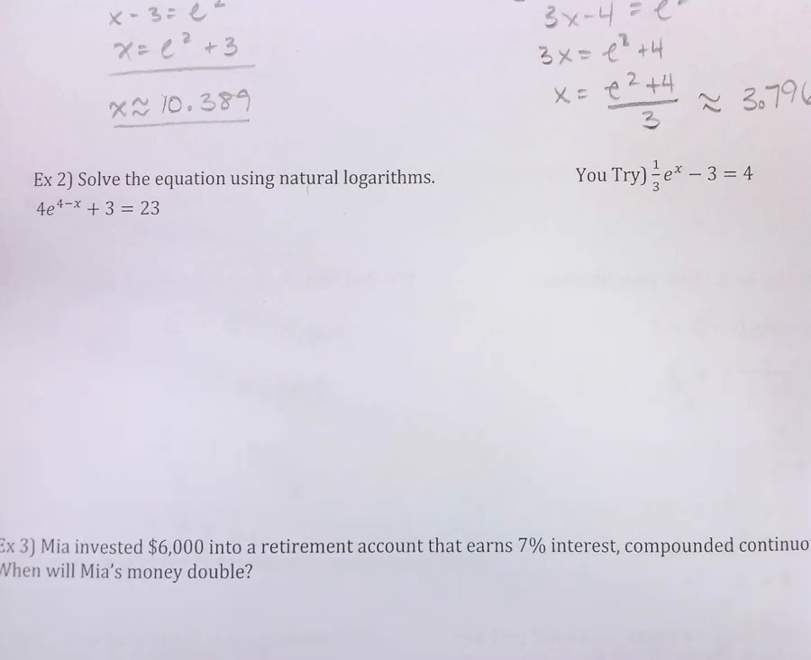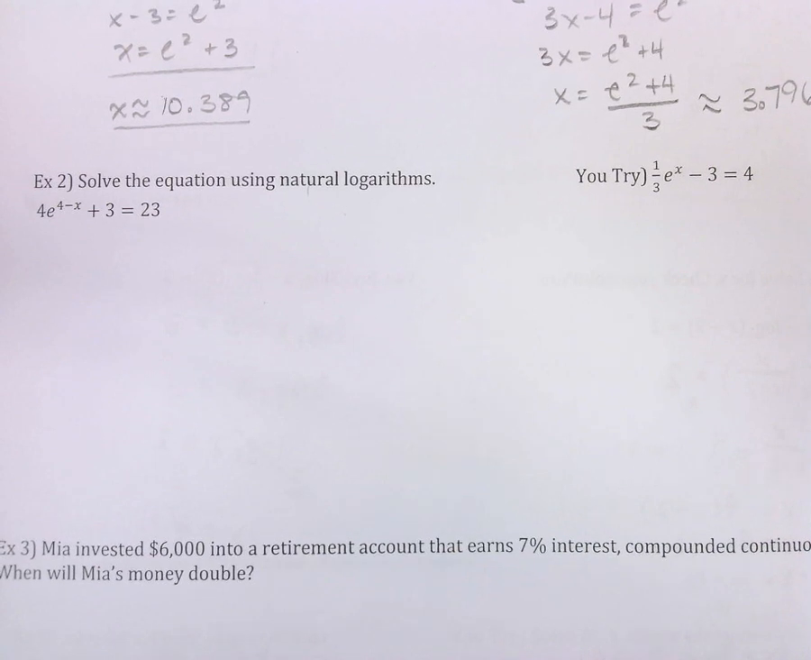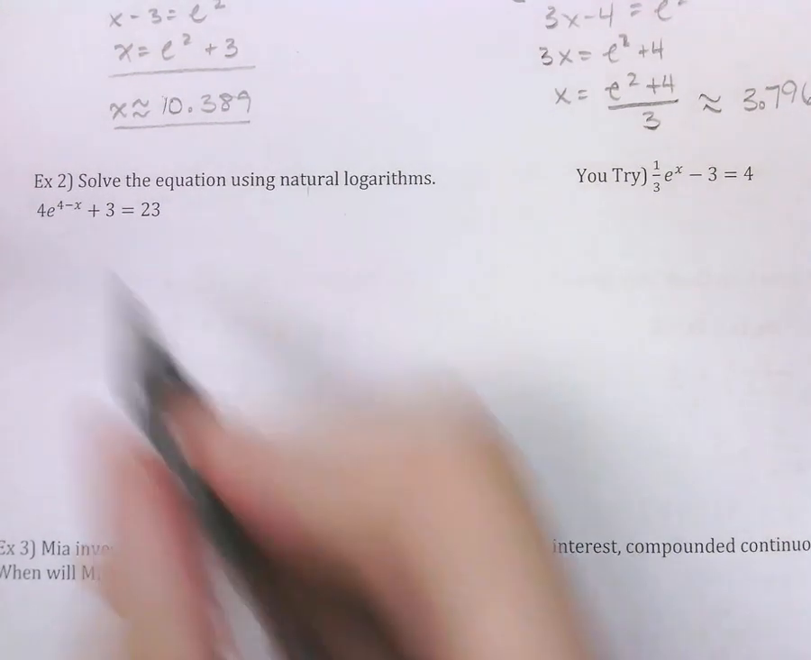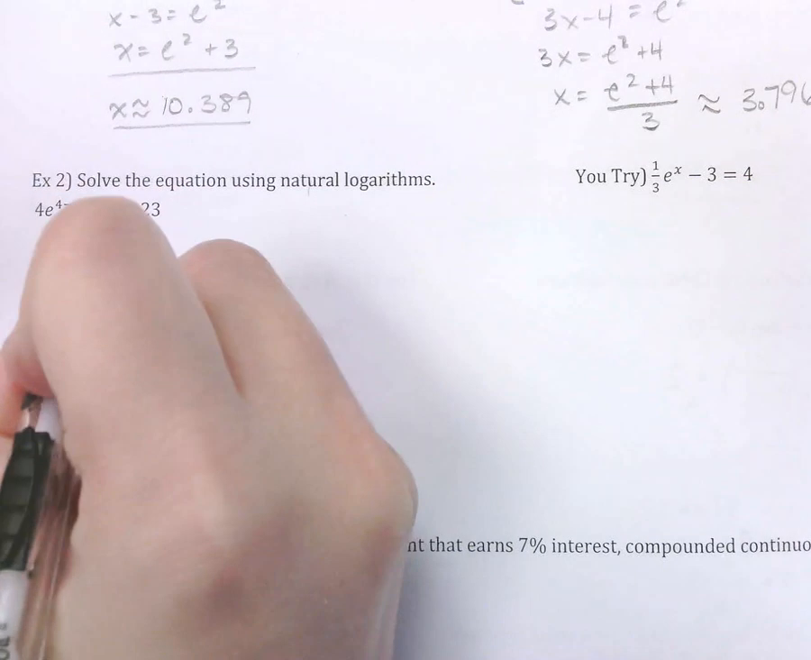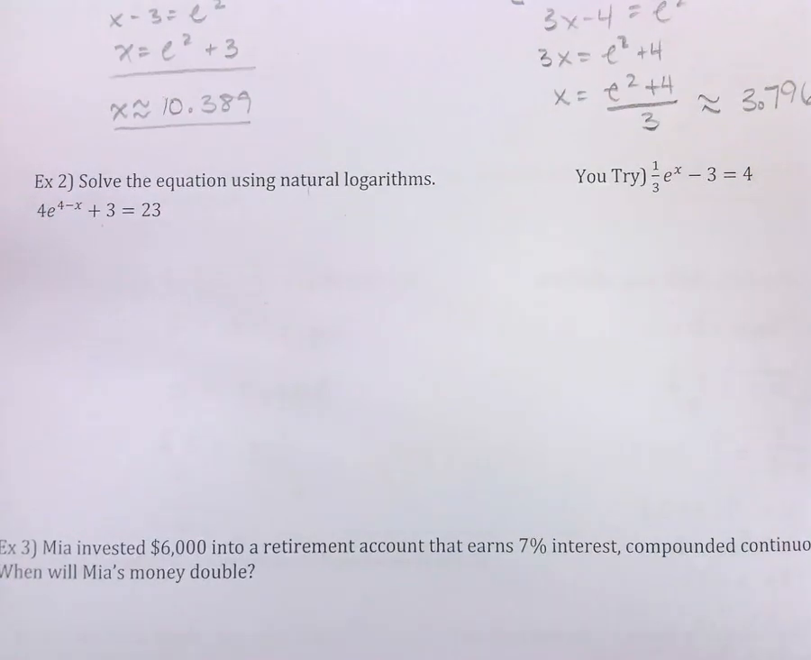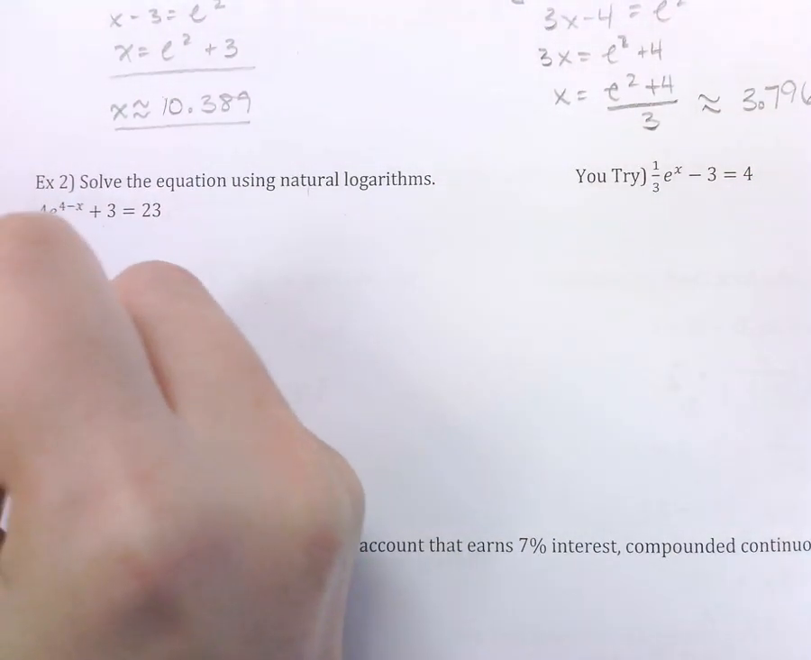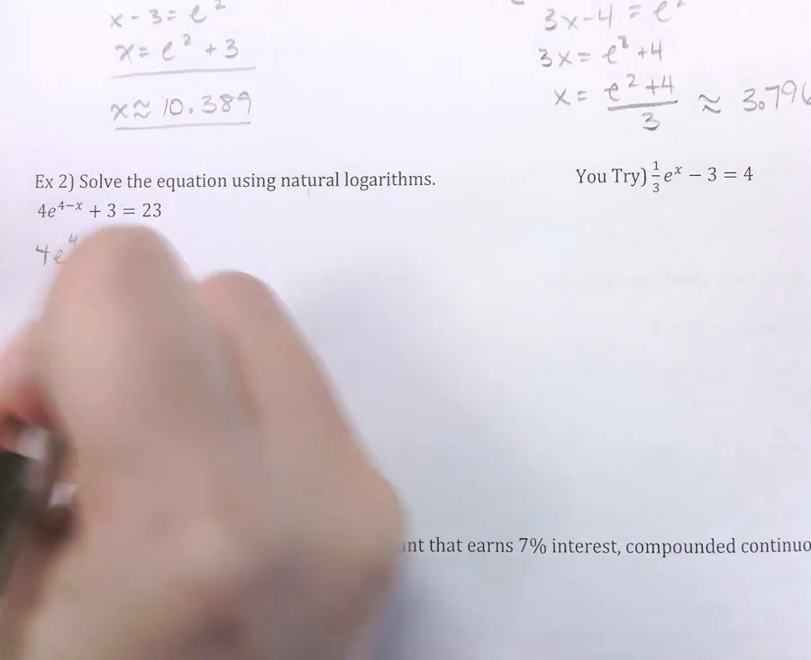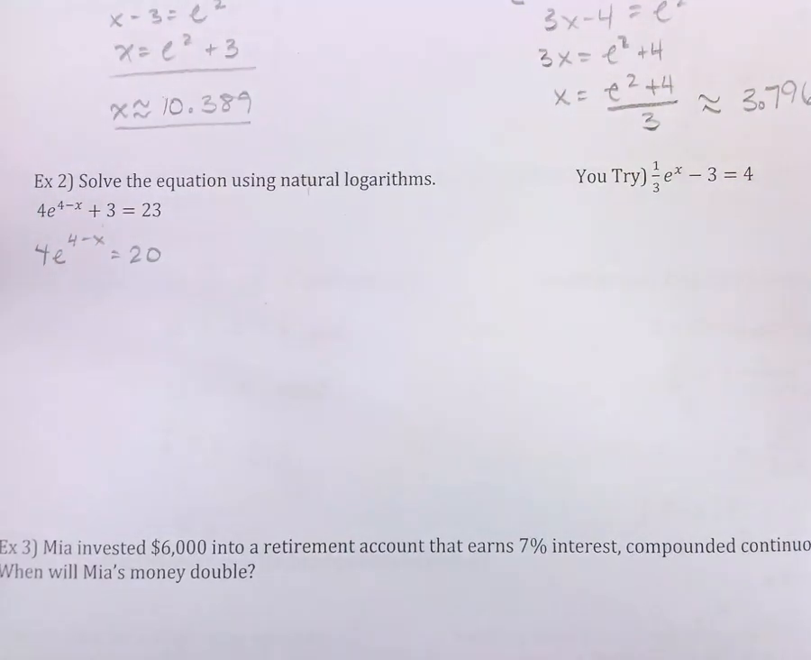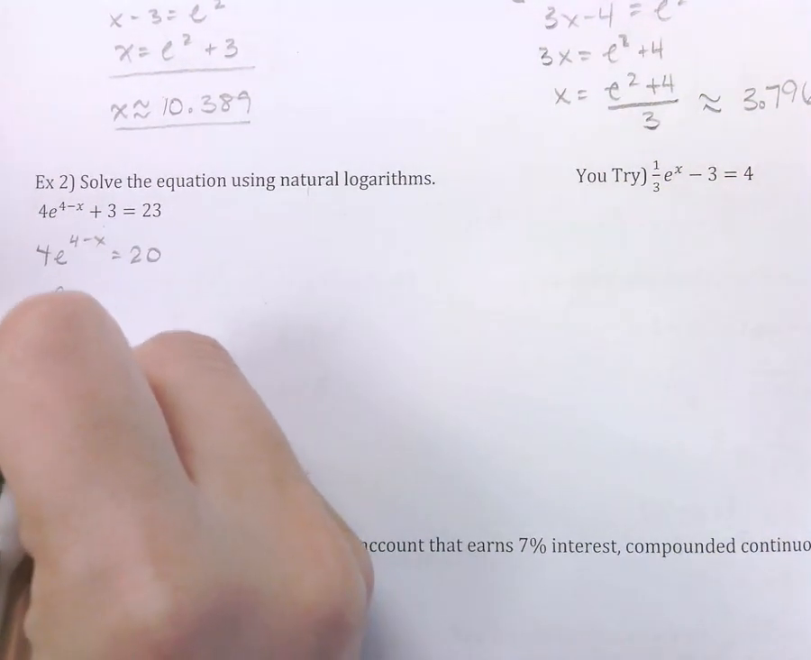Now, these have e in them, and we need to kill the e to solve. No, don't kill the e. We're going to murder the e. So, step 1, I'm going to subtract 3. We're trying to get the x by itself. We're going to get rid of everything that we can. Now we'll divide by 4.